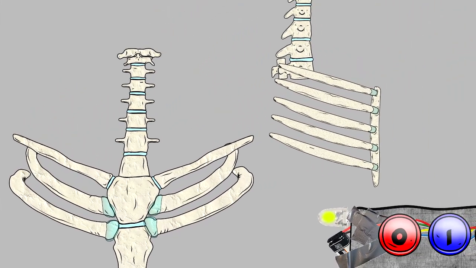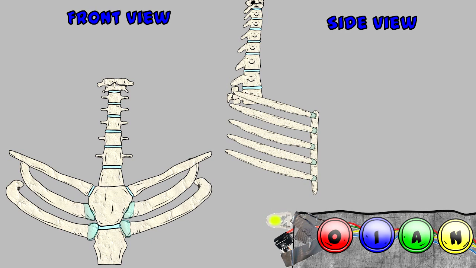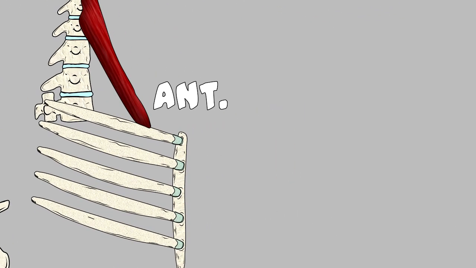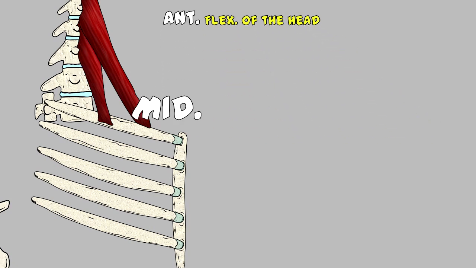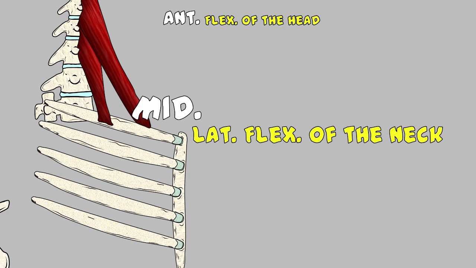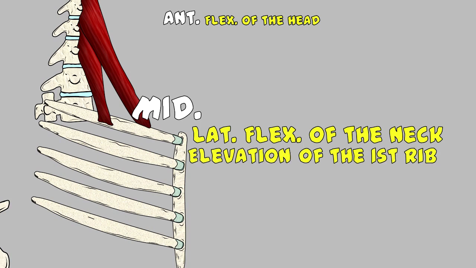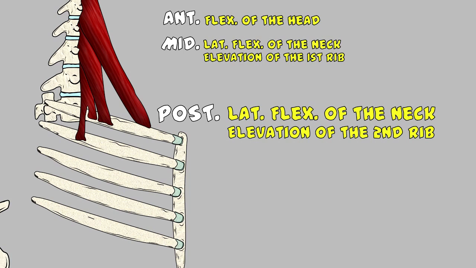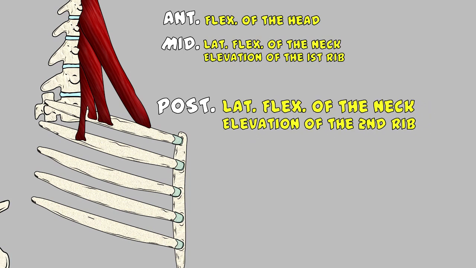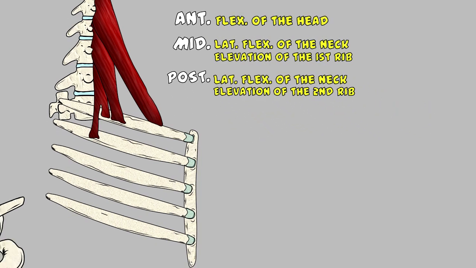That concludes the action portion of the video. But before we move on, let's go ahead and do a quick review. The anterior scalene's action is flexion of the head. The middle scalene's actions are lateral flexion of the neck to the same side and elevation of the first rib during forced inspiration. The action of the posterior scalene is lateral flexion of the neck to the same side and elevation of the second rib during forced inspiration. Let's go ahead and move on to nerves.